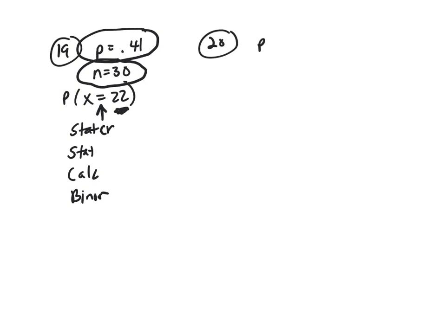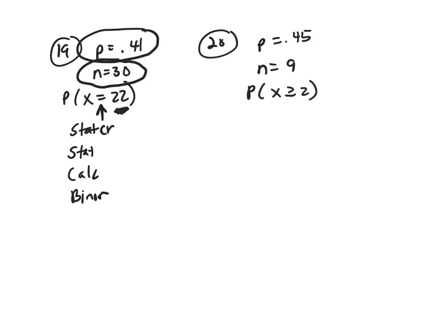On number 20, it's going to be very similar. P is 0.45. That's your probability of success. 9 adult smartphone users are randomly selected. That's N equal 9. Find the probability that at least 2 of them. At least 2 means X is greater than or equal to 2.